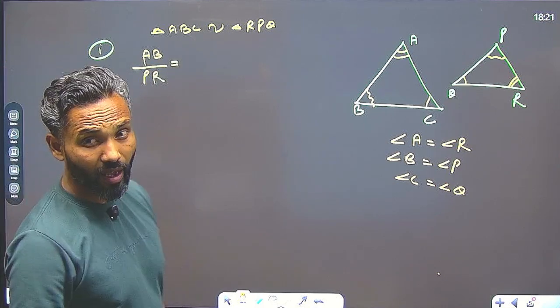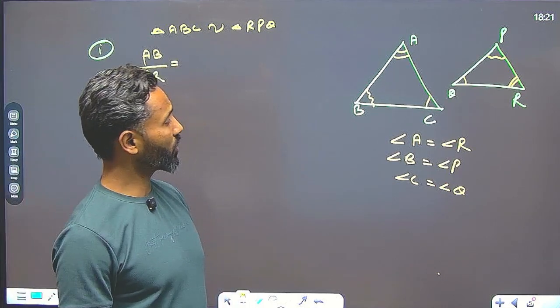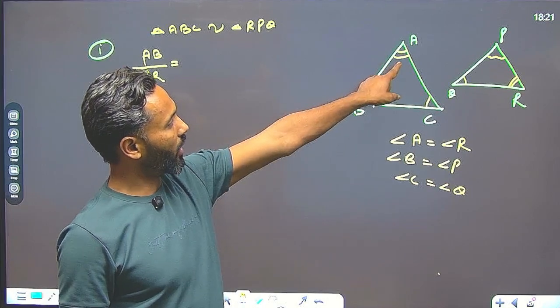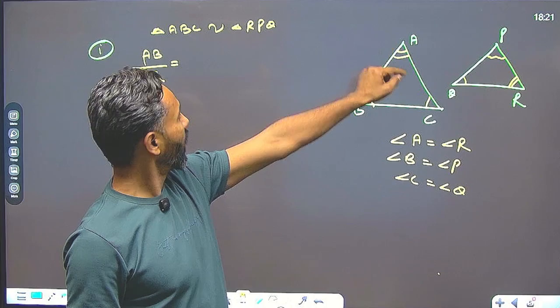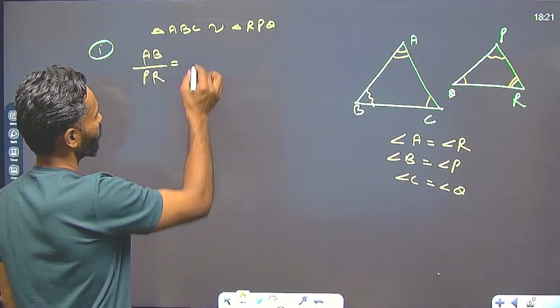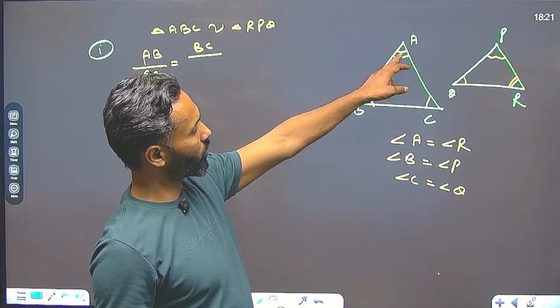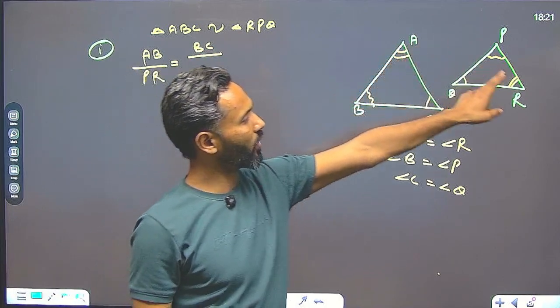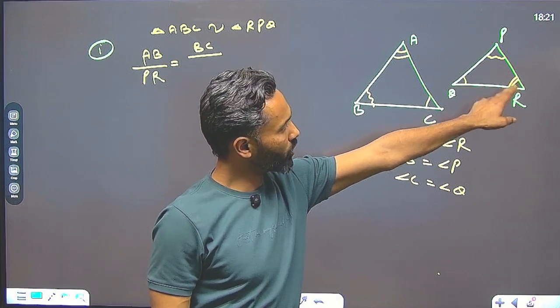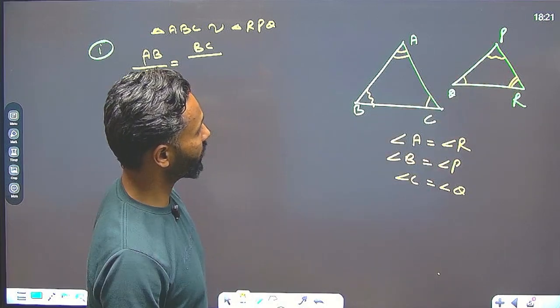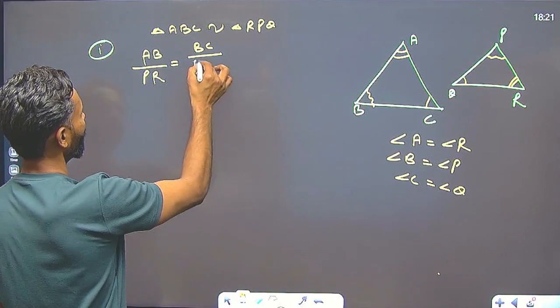Now another angle of the triangle ABC we are going to see here, angle A. I'm going to write any side of this. Suppose I'm writing side BC of ABC. Now see, BC is opposite to angle A, and angle A is equal to angle R. So the side opposite to R will be corresponding to BC. So it is PQ.